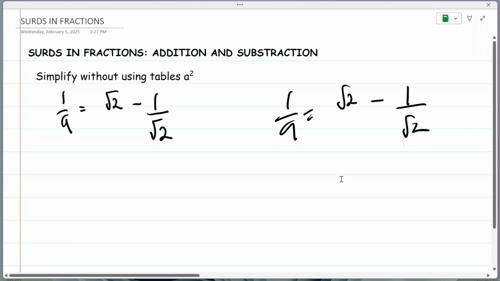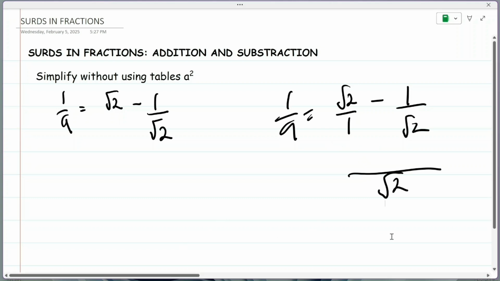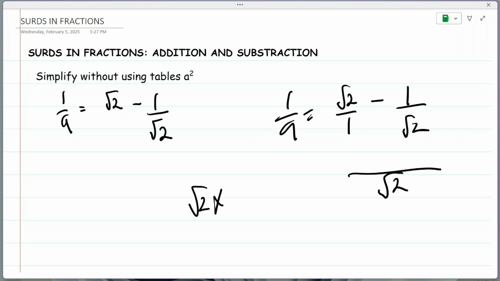On this side, we can say this is root 2 over 1. Find the LCM of 1 and root 2. The LCM of 1 and any other number is that number. So we have it as root 2. Root 2 divided by 1, any number divided by 1 is still that number, so root 2. So we have root 2 times root 2, which is root 4. The square root of 4 is 2, so we have 2.